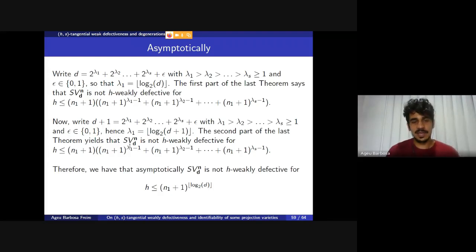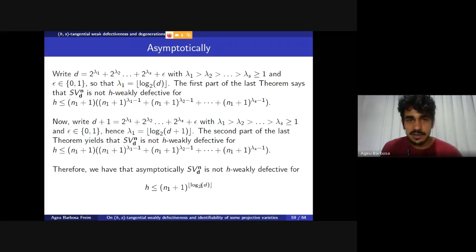Knowing this, we have that asymptotically the Segre variety is not h-defective for h smaller or equal than n1 plus 1 up to the floor of the log of d in base 2.